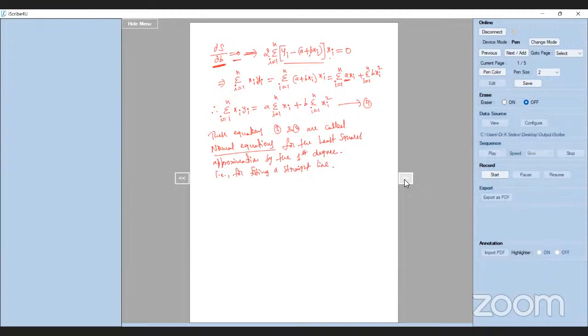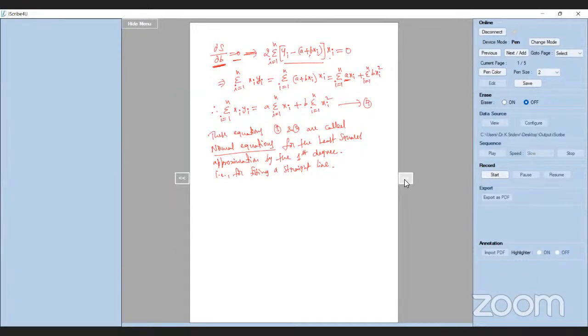Here, the number of normal equations is how many parameters are there in the assumption polynomial, y equal to a plus bx. So a and b are parameters, 2 parameters. So here the number of normal equations is equal to the number of parameters. So how many normal equations are here? 2, equation 3 and equation 4. So the number of normal equations is equal to the number of parameters in the assumption polynomial.